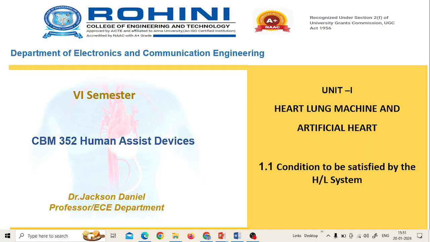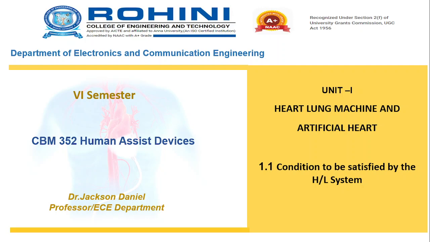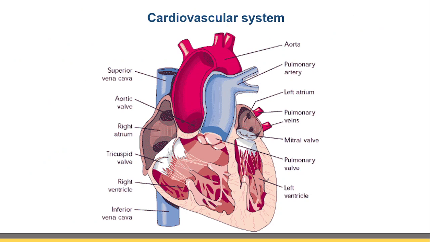Today's lecture is on the conditions to be satisfied by the heart-lung system. Heart-lung machine and artificial heart is the first unit. In this unit, we are going to discuss the conditions to be satisfied by the heart-lung system or heart-lung machine. Before that, we have to know the cardiovascular system. What is the function of the cardiovascular system?